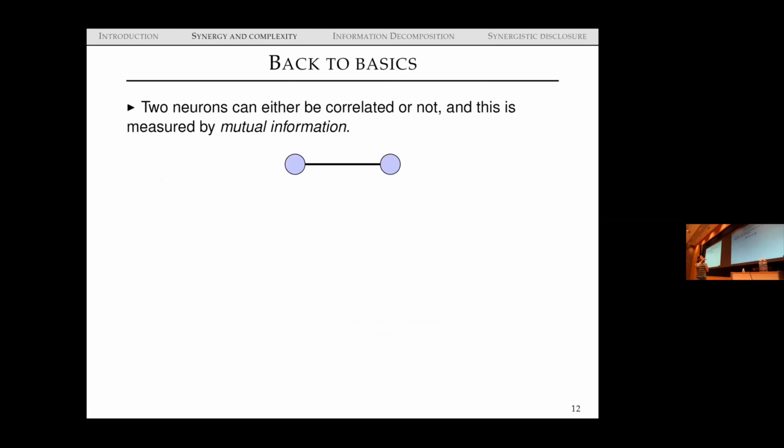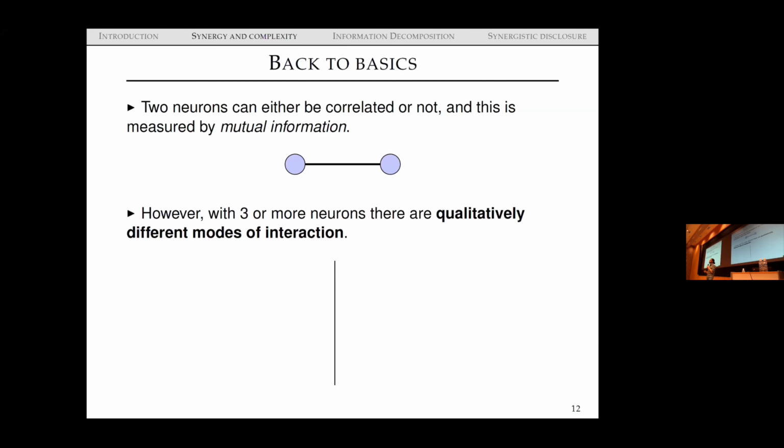So if you have 2 neurons, or I'm going to say neurons because I come from a neuroscience background, but I think we're talking about just random variables. If you have 2 neurons that can either be correlated or connected or not, this is measured by the mutual information. Really, the mutual information, you can see it as a log likelihood ratio of how likely it is that these neurons are connected or not.